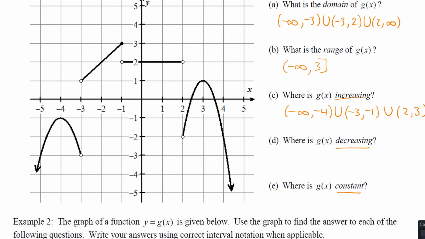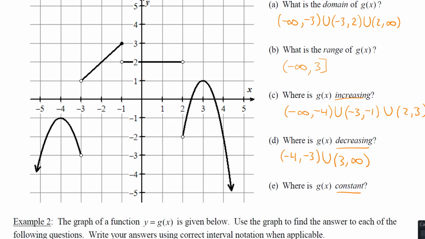How about decreasing? Decreasing, we're going down on that piece and we're going down on that piece. So again, using x values moving left to right, we start to decrease at x is negative 4. We stop decreasing at x is negative 3. And then we start decreasing again at x is positive 3. And then it decreases forever after that.